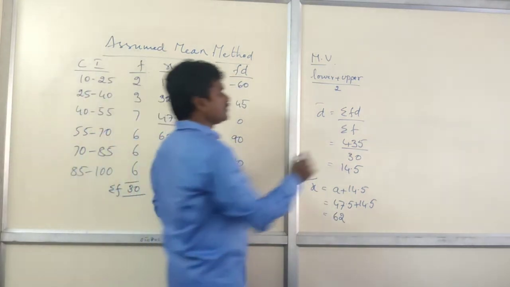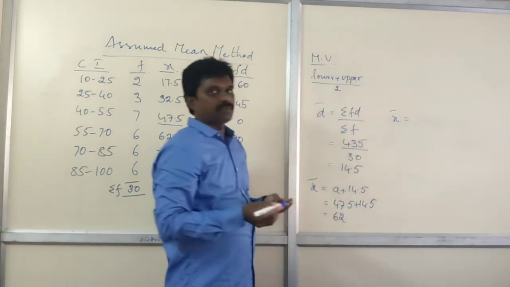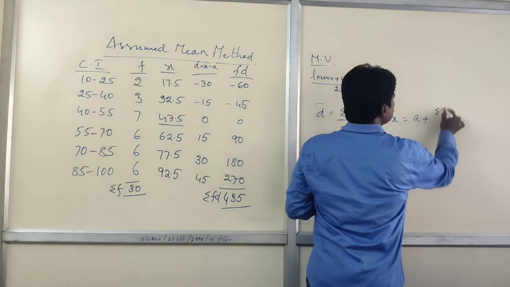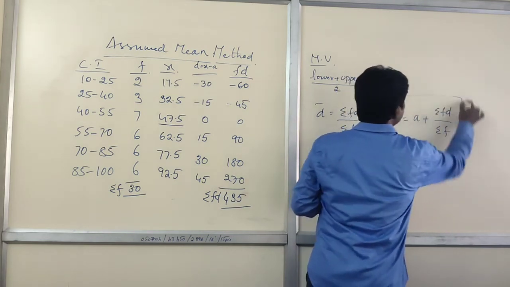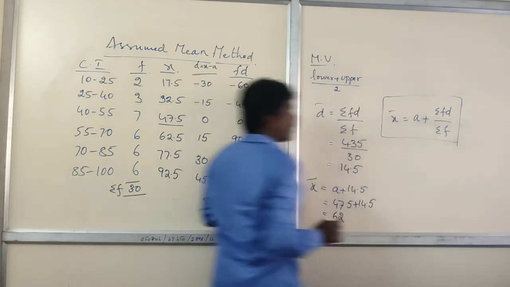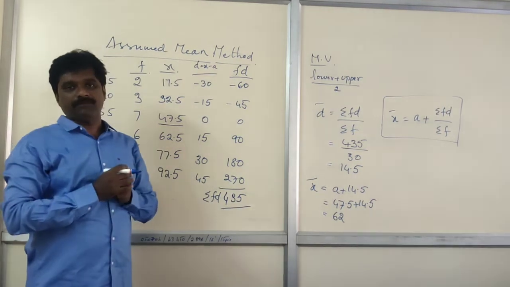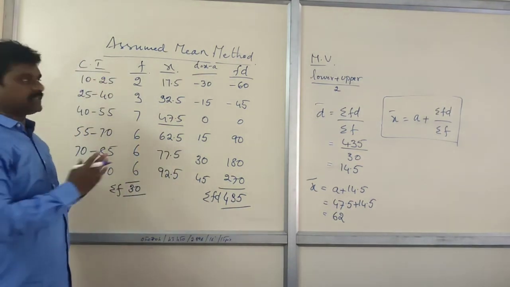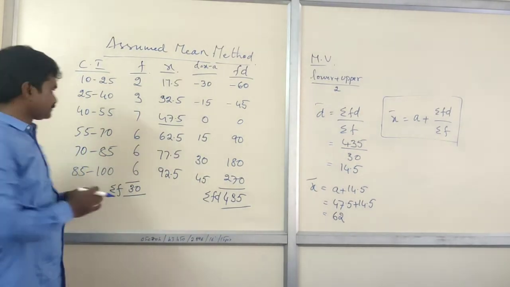So if you observe, the average in the assumed mean method is assumed mean plus sigma FD divided by sigma F. This is the formula you have to use in the assumed mean method. So I repeat, how to calculate by the assumed mean method. This is very clear from your past example.